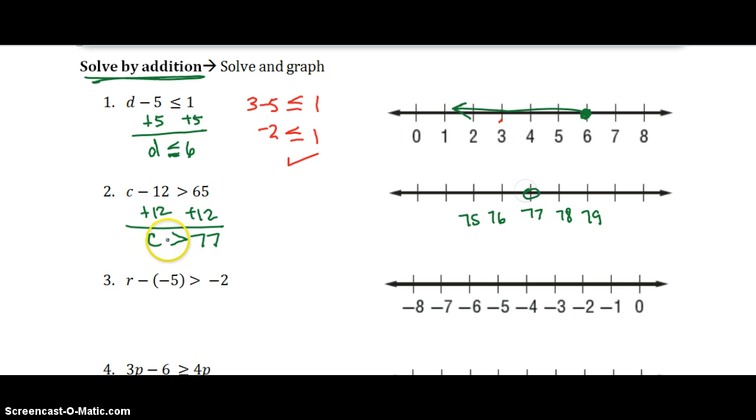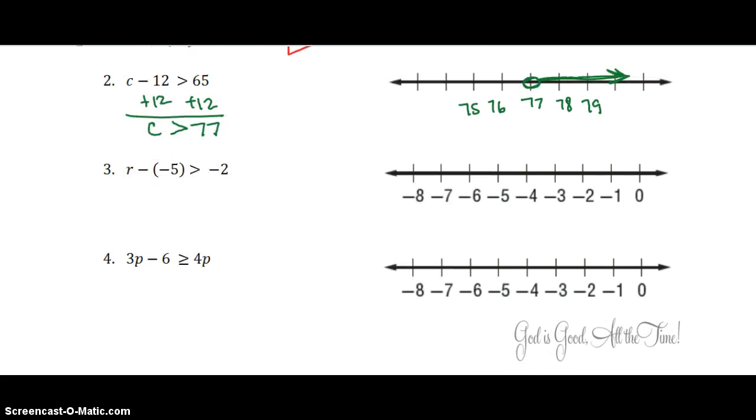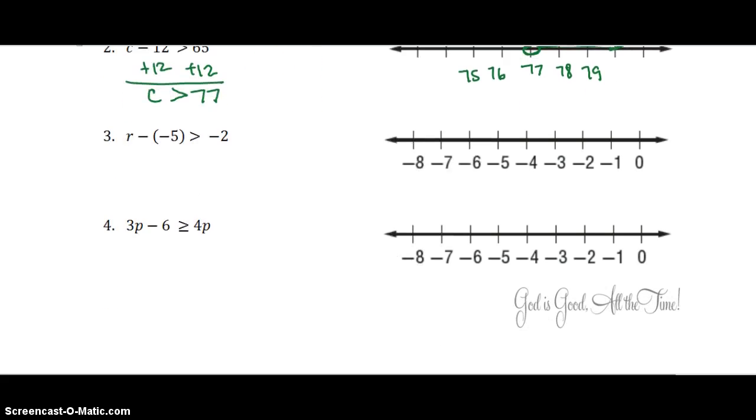Open circle. C is greater than, so it's going to be going to the right. So you're going to draw your arrow to the right with an open circle because it was greater than and not equal to. For the sake of time, I'm not going to check each one of these.